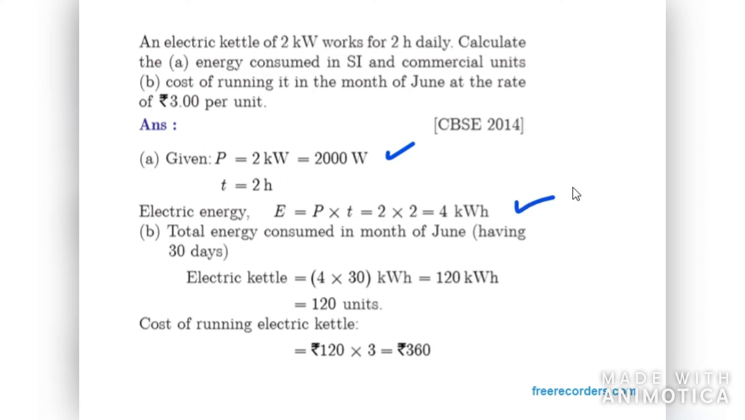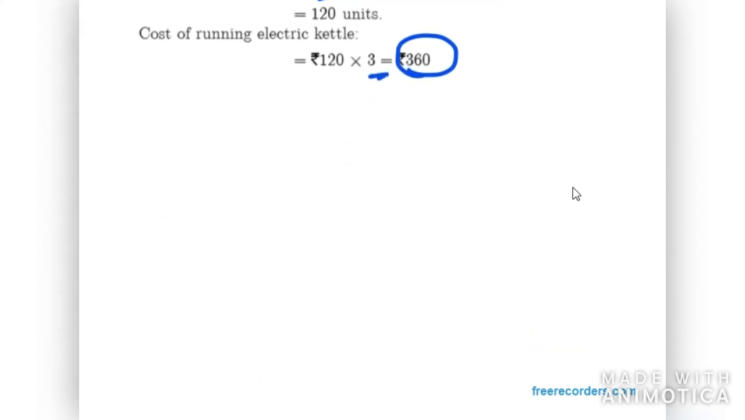Now we need to find the cost of it. So June has 30 days. So 4 into 30 into 3, the rate per unit. So the total cost will be 360 rupees in total. Now next one.